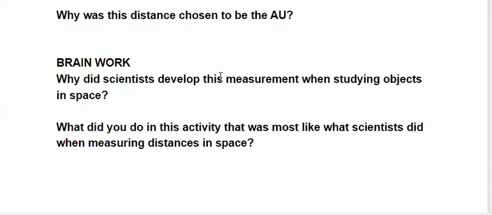The second brain work question is, what did you do in this activity that was most like what the scientists did when they developed the AU to measure those distances in space? What part of it matched up with what they did?